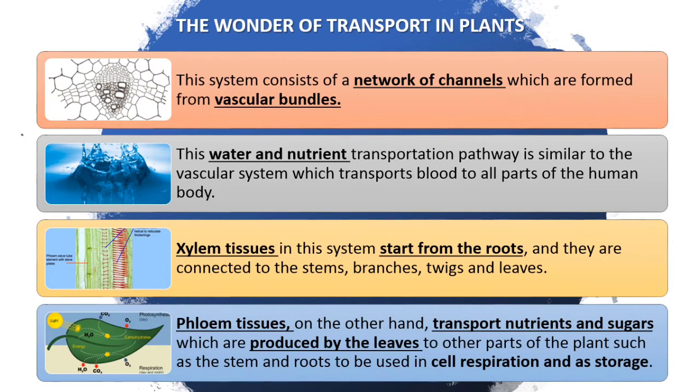Phloem tissue, on the other hand, transports nutrients, sugar, which are produced by the leaf to other parts of the plant such as stem and roots, to be used in cell respiration and as storage.